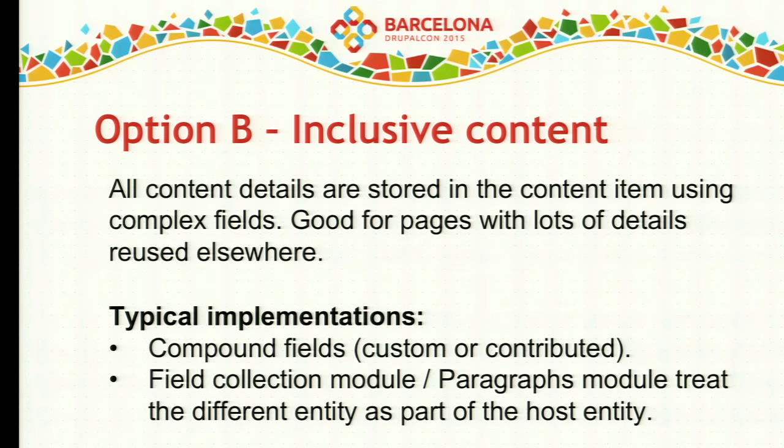Second option. You create a content type, and that content type includes pretty much all the things that you need that content type to have. So all the content details are stored in the content item itself, or in entities, or in atoms of content that are referenced from that content, but only exist in the context of that content. Typically, if you want to go with this approach, the typical implementation is that you create a custom field using the Field API, a multi-field. You'd have ingredients and images, or something that is an ingredient plus the quantity.